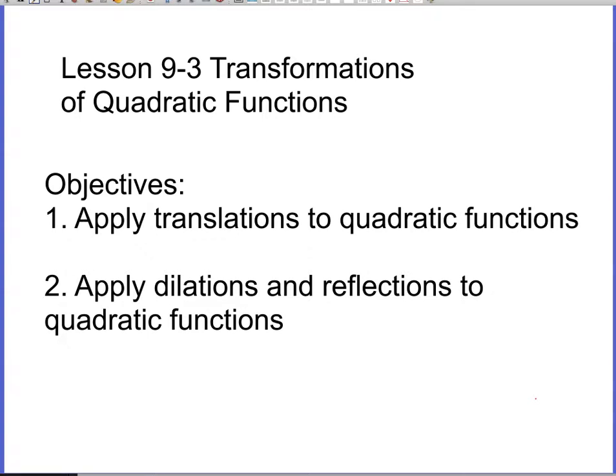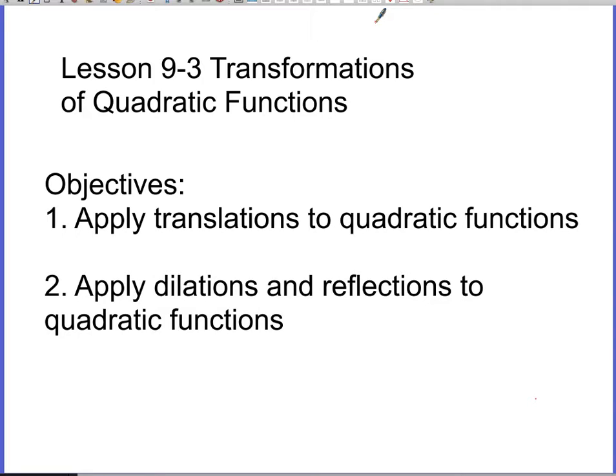Good morning. Our lesson that we're looking at here is lesson 9.3, transformations on quadratic functions. So this is mainly for you guys that were not here on Thursday. I tried to record the lesson while I gave it on Thursday, but something went wrong and it captured the video but no audio. So this is take two for me through this.